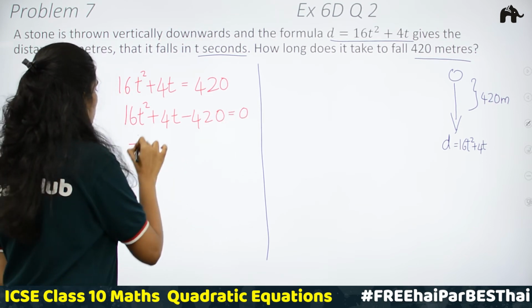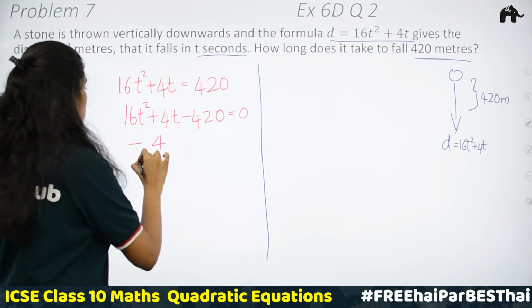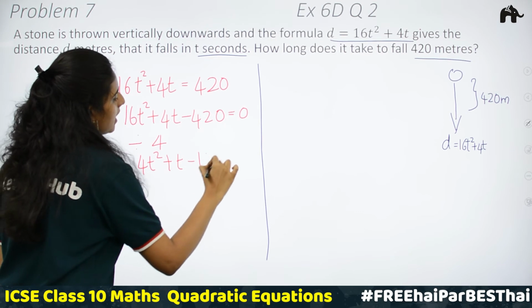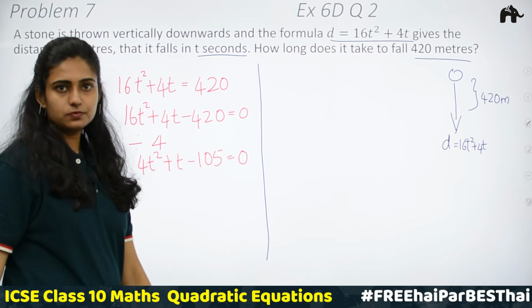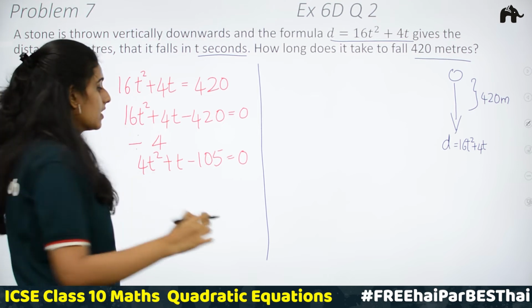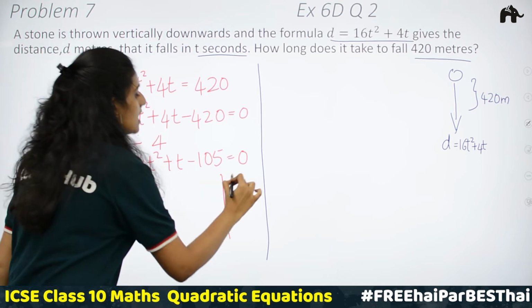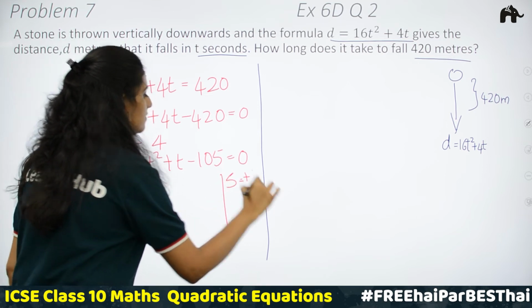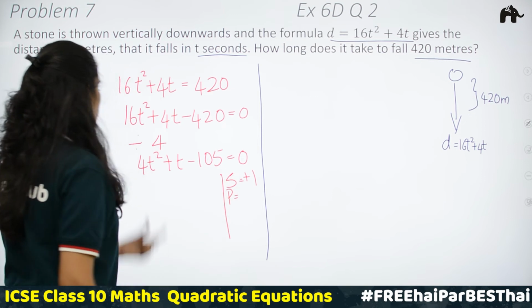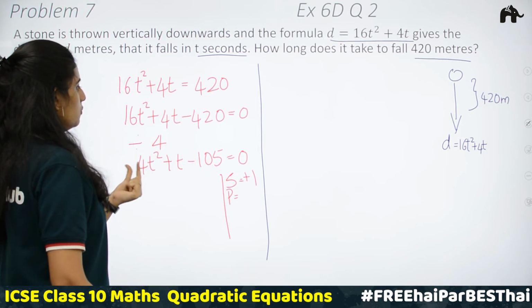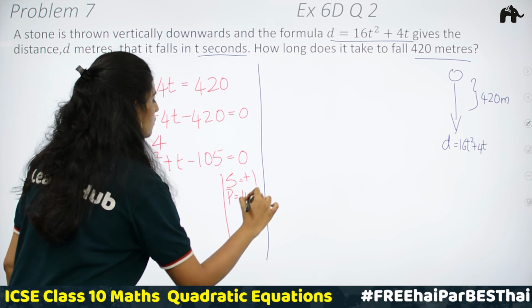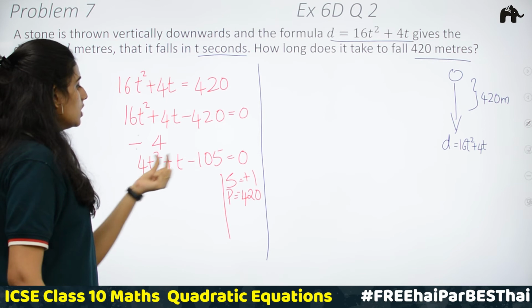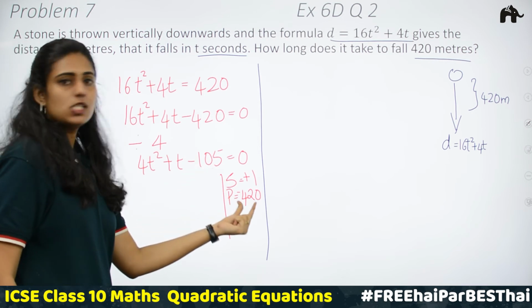Now dividing throughout with 4, we get 4t square plus t minus 105 is equal to 0. Okay. Now we can solve this. We have to factorize this. Sum of the two digits that are chosen for factorization should be equal to positive 1 and the product should be equal to 105 into 4, that is 420. Minus 420, here we have a negative, right? 4 into minus 105, that is minus 420.